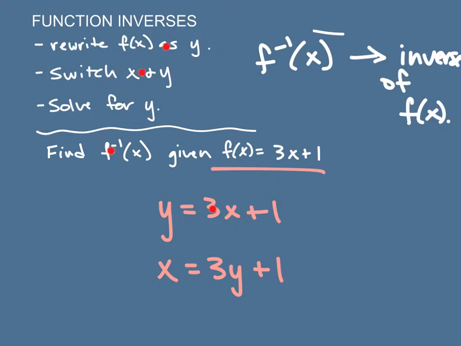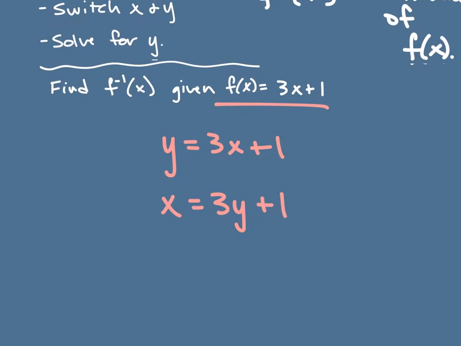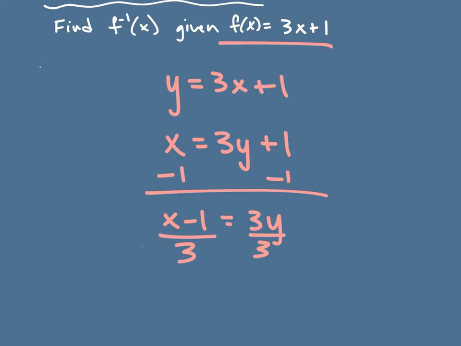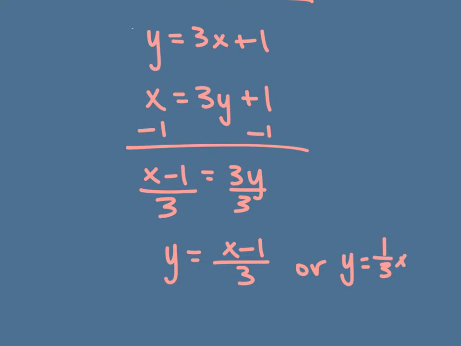Now, once I've switched that, let's solve this equation for y by subtracting 1 from both sides. So x minus 1 is equal to 3y. Divide by 3 on both sides. So you end up getting that y is equal to x minus 1 over 3, or you could write that as y equals 1/3 x minus 1/3.